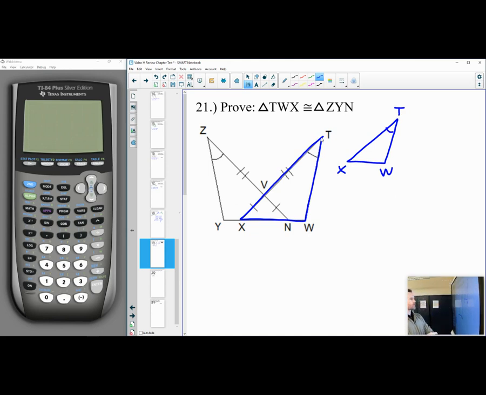Now here I see something that trips students up. On this segment TX, I see markings going all the way across. I see 2 markings on that part and 1 marking on that part. So that's what we're going to copy over. We're going to copy over 2 sort of closer to T and 1 closer to the X.